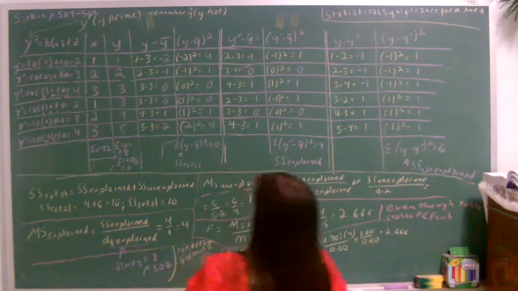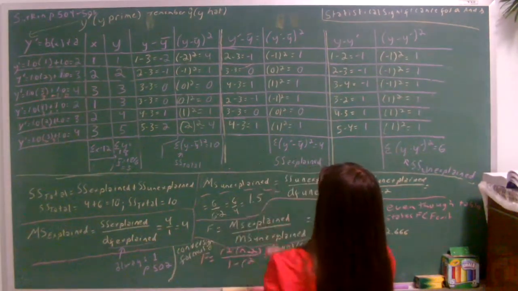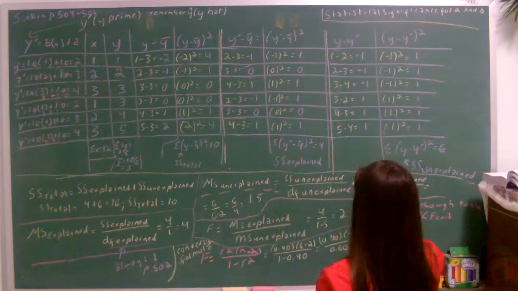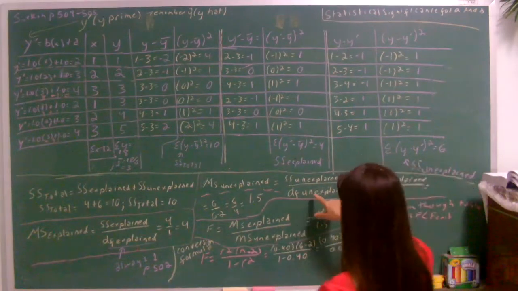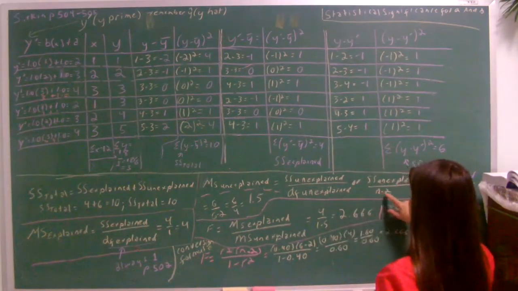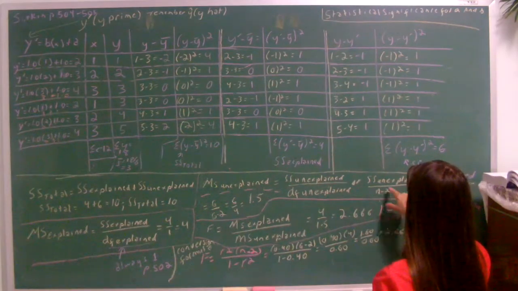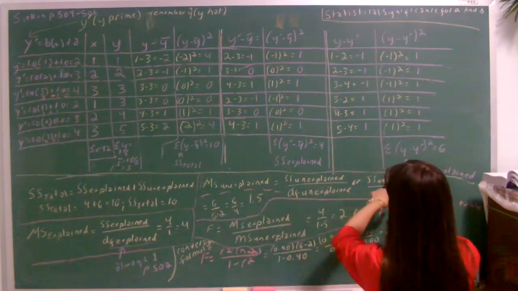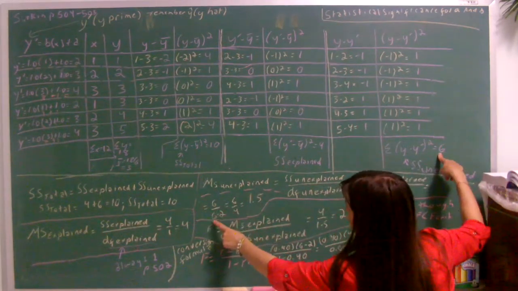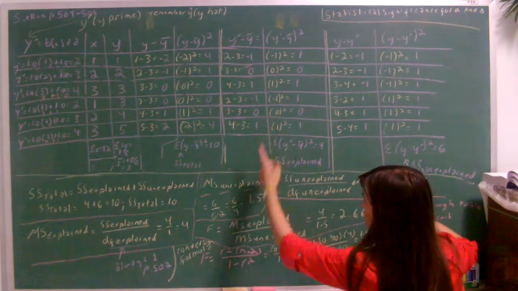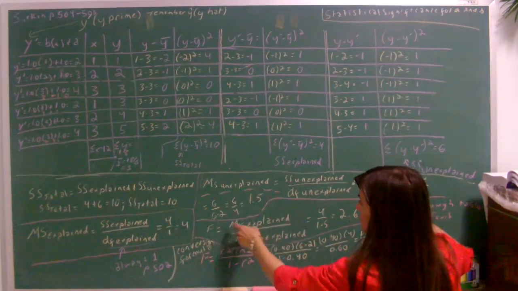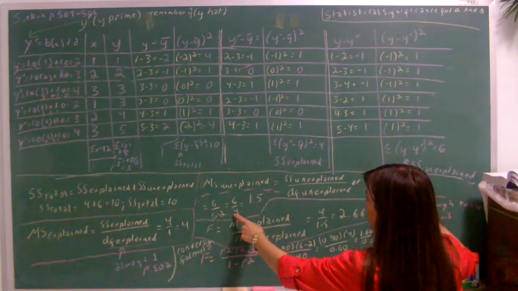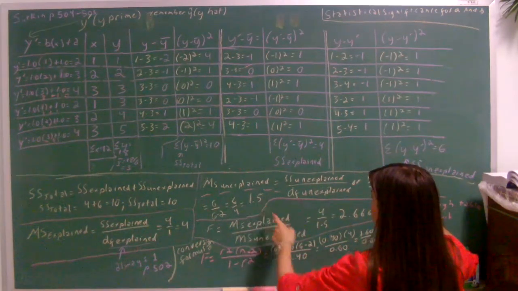Now we have the MS unexplained, which equals the sum squared unexplained divided by the degrees of freedom unexplained, like in the book. That's your n minus 2 in this case. So the SS unexplained, 6, divided by n minus 2, where n is 6, the total number of the original scores, minus 2. So n minus 2 equals 4, so 6 divided by 4 equals 1.5.